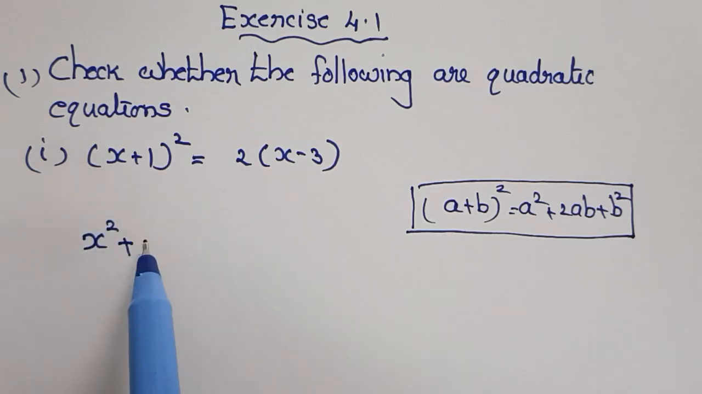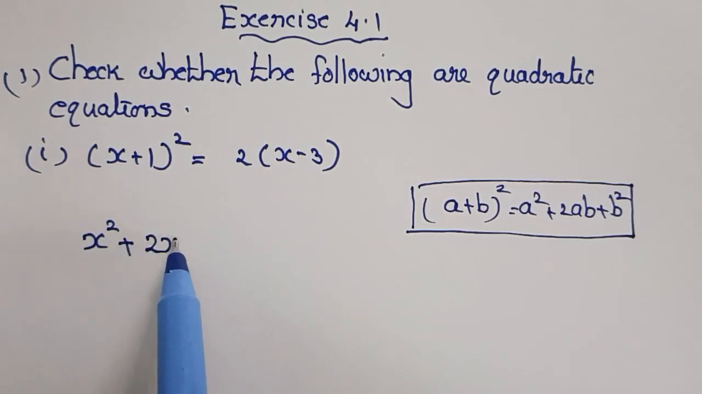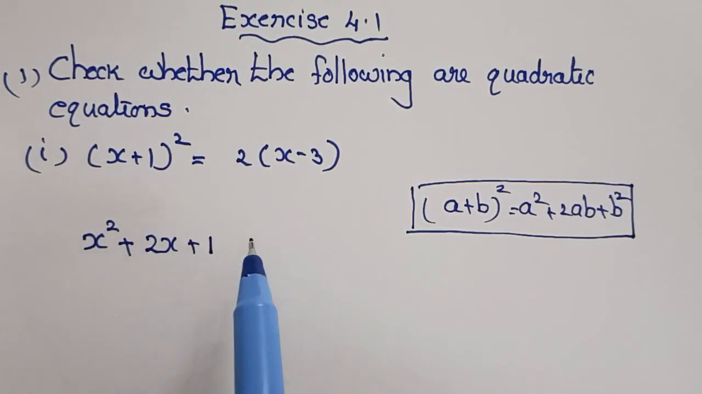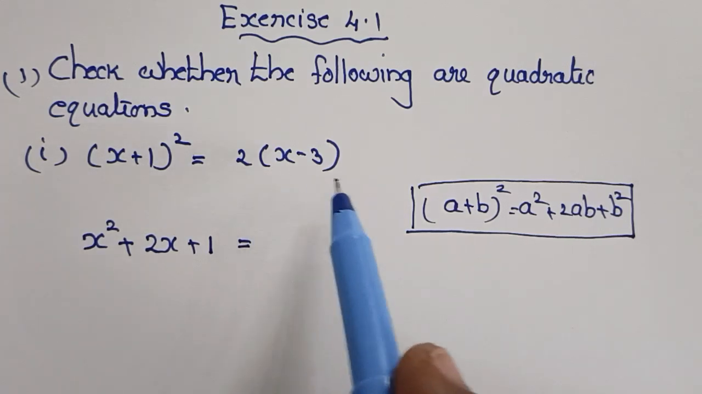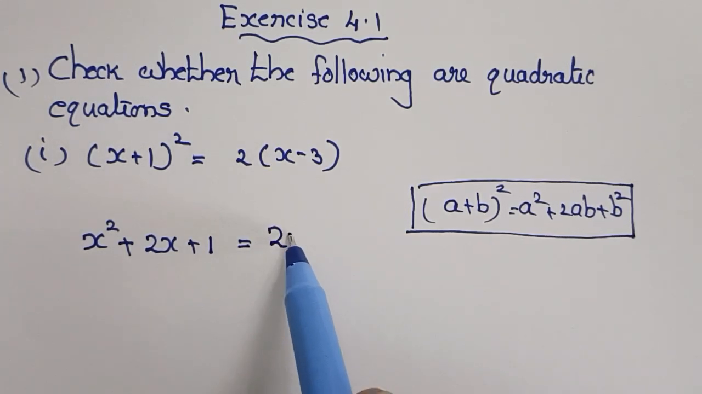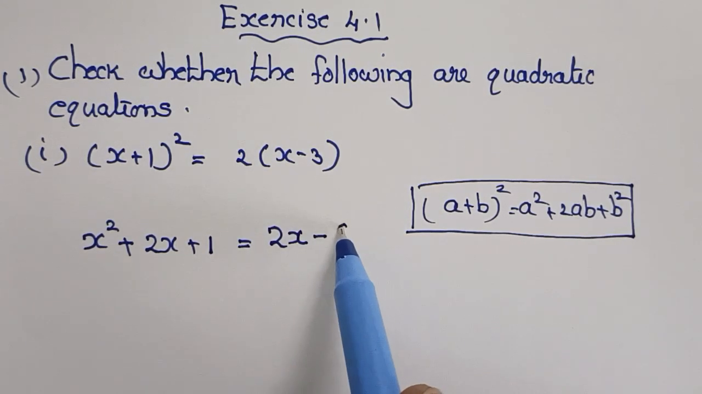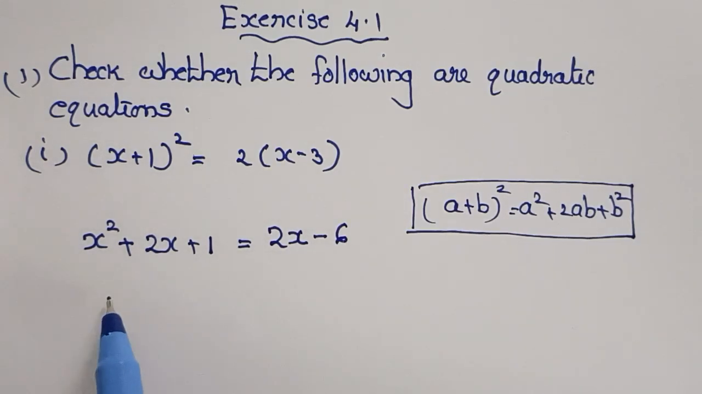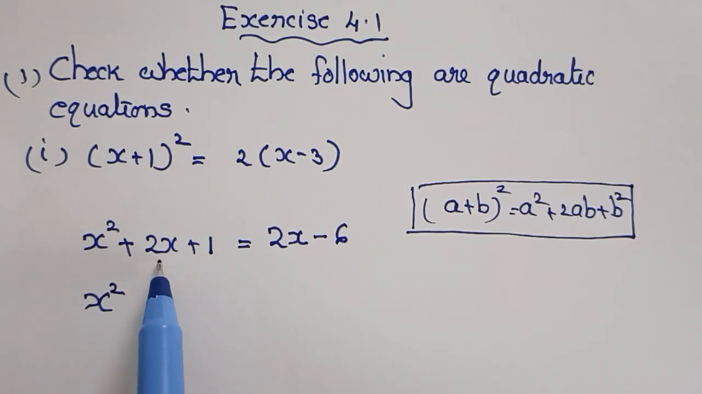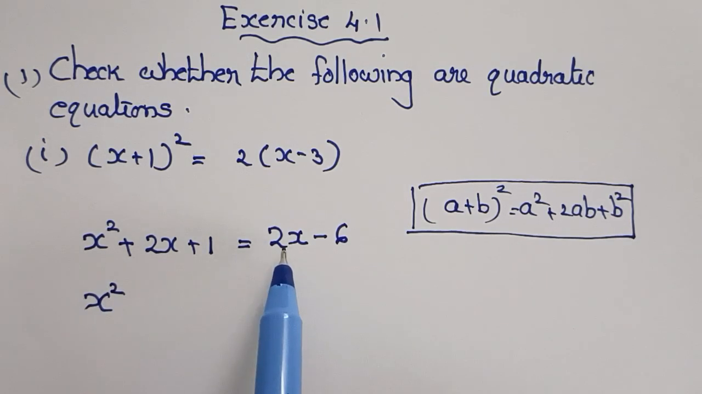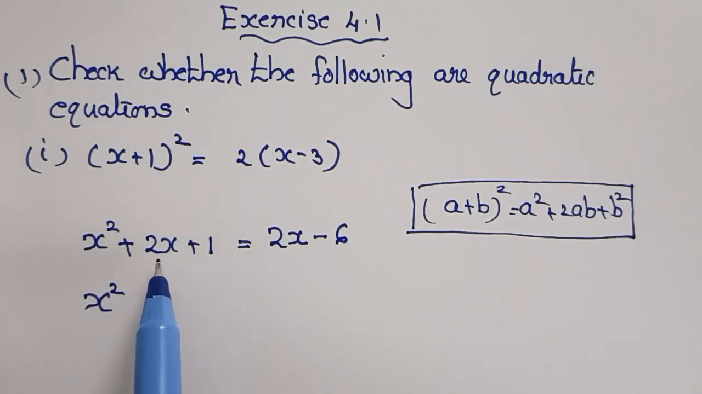2 into x into 1. 2 into x into 1 is 2x, plus b² is 1. That is equal to, in RHS we have to open the bracket, 2 into x is 2x, minus 2 into 3 is 6. Now collecting like terms in LHS, x² only one term is there. Here plus 2x, when you take 2x to LHS, it will become minus 2x.